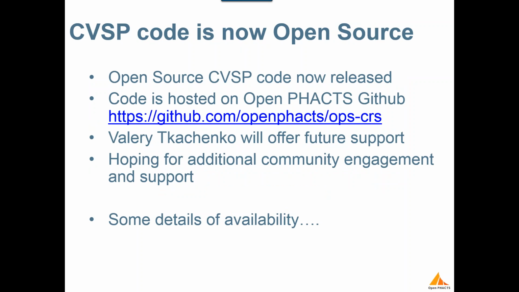So the CVSP, as a chemistry validation and standardization platform, was developed by RSC for Open PHACTS, and it was completely open sourced last summer. The code is released under this URL and is available for everybody to download. The system was written in C# on the .NET platform.